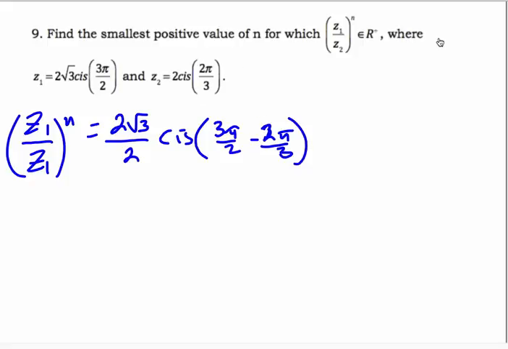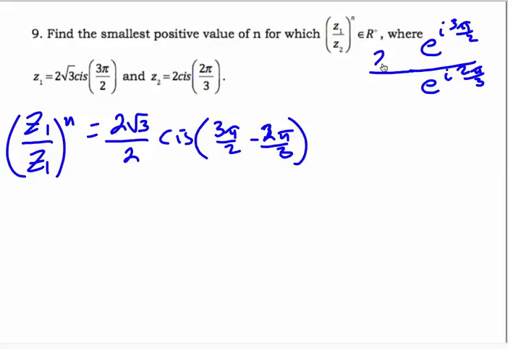Okay, we subtract them because it's easy to see that if we look in exponential form, if we have e to the power of i 3 pi over 2 divided by e to the power of i 2 pi over 3, since we're dividing, we just subtract the exponents. So that's why the arguments are subtracted here.